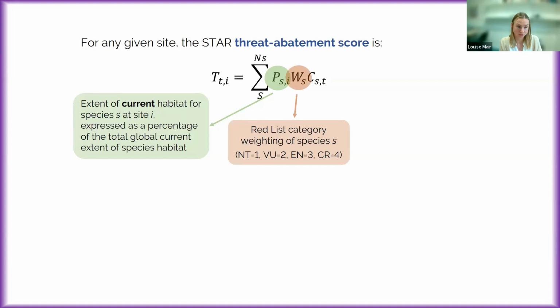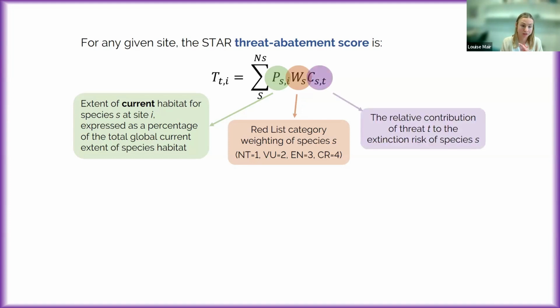We multiply this by a Red List category weighting. So we use the same scale as the Red List index, a linear scale, where we go from 1 for near threatened through to 4 for critically endangered. And then the final piece is multiplying by the relative contribution of each threat to the species extinction risk. And this information is derived from the scope and severity scores for each threat. So that's how those three parts come together to give you a threat abatement score.